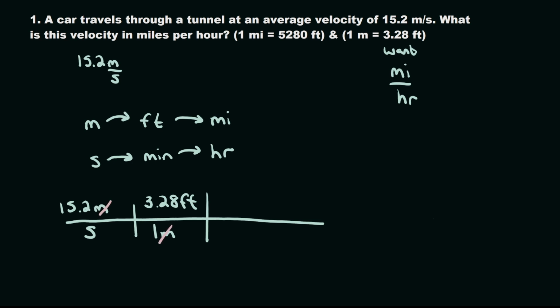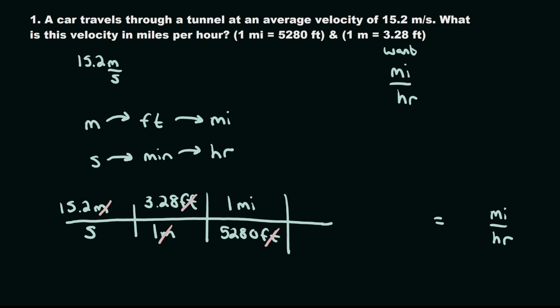But we want our answer to be in miles per hour. So we have to go from feet to miles. In order to do that, we'll use the first conversion factor, where there are 5280 feet in 1 mile. Then our feet cancel out. Now we're left in units of miles per second. But again, this is not the unit that we want in the very end.